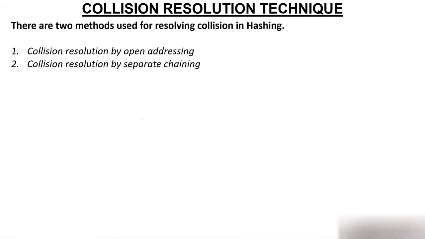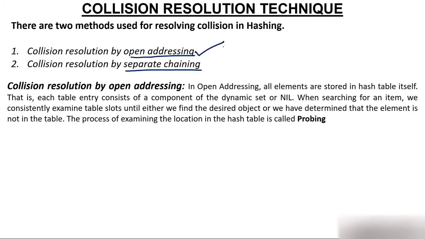There are two methods for resolving collision. One is collision resolution by open addressing, and the other is collision resolution by separate chaining. We will discuss open addressing first. In open addressing, all elements are stored in the hash table itself, even though there is a collision.